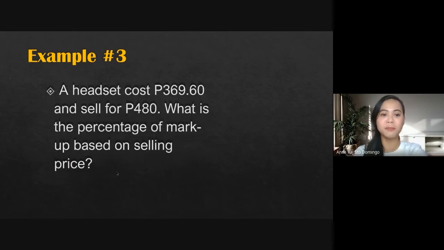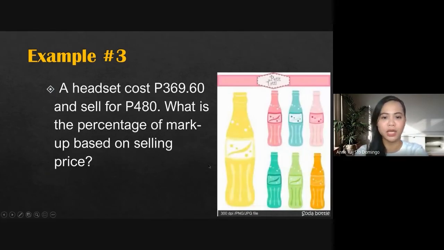Ayan. So for the last problem, sorry, I forgot to change the picture. So let's pretend that it's a headset. So for the last problem, a headset costs 369.60 pesos and sells for 480. So let's say, for example, this headset is an Apple or Samsung, kasi yung ganyang mga presyo, mga yan, with brand. What is the percentage of markup based on selling price?